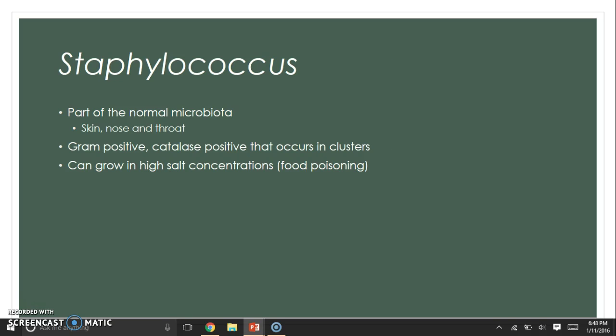What we're going to be doing in this experiment is talking. So Staphylococcus in general is part of the normal microbiota. You have epidermidis and aureus on your skin, nose, and throat. They're gram-positive and catalase positive, and they occur in clusters, right? The staph is the clusters. They can grow in high salt concentrations, which is probably part of the reason it causes food poisoning, because a lot of foods have pretty high salt concentrations, especially in America. The fact that it can survive those preservatives might have to do with why it causes food poisoning in populations.